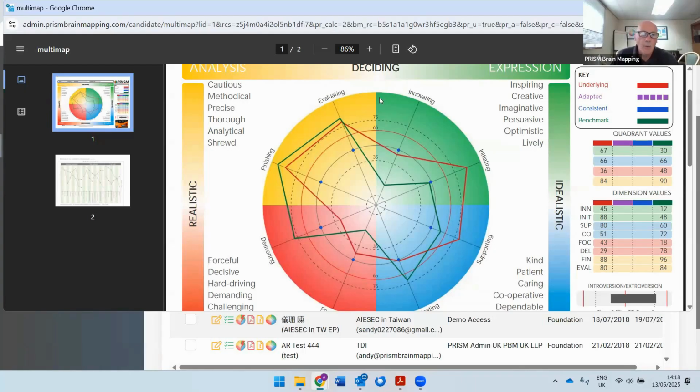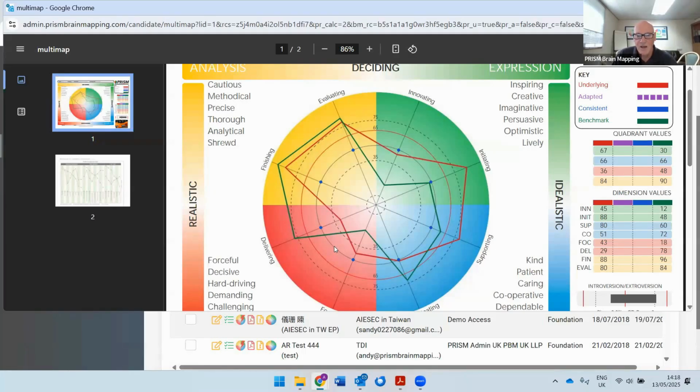So the top two were finishing and evaluating. You can see the candidate here over 75 on both. So, a very strong match for these two dimensions, very strong indeed. On the third, it was delivering, and you can see that the benchmark is over 75, but the candidate's below 35. So that would be a strong mismatch.